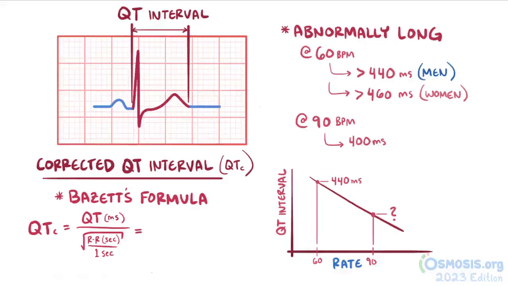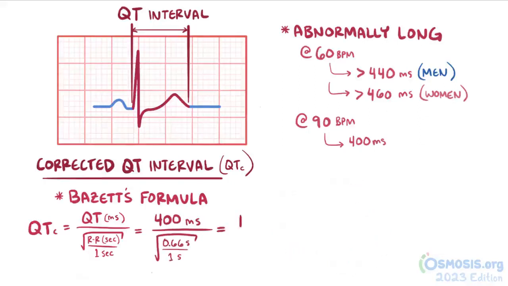If we plug in 400 for QT and 90 beats per minute, which is the same as 0.66 seconds per beat, we have a QT of 400 milliseconds divided by the square root of 0.66 seconds over 1 second, which is 400 milliseconds divided by 0.81, which remember is unitless. And so we get a corrected QT interval of 493 milliseconds.